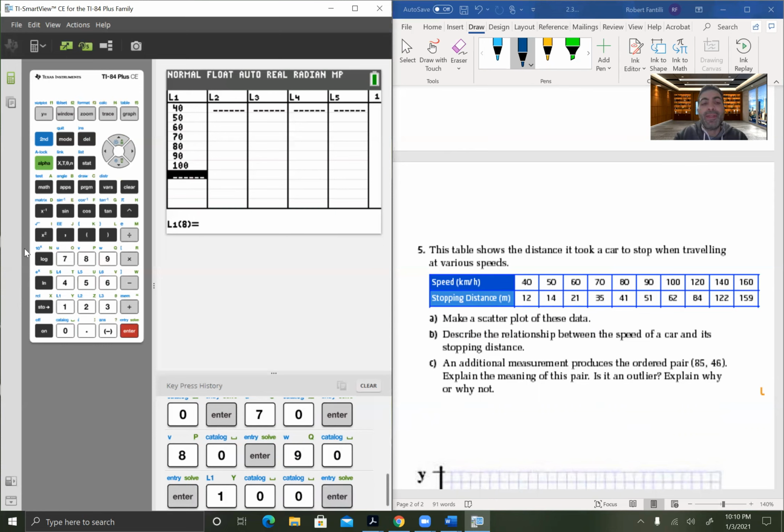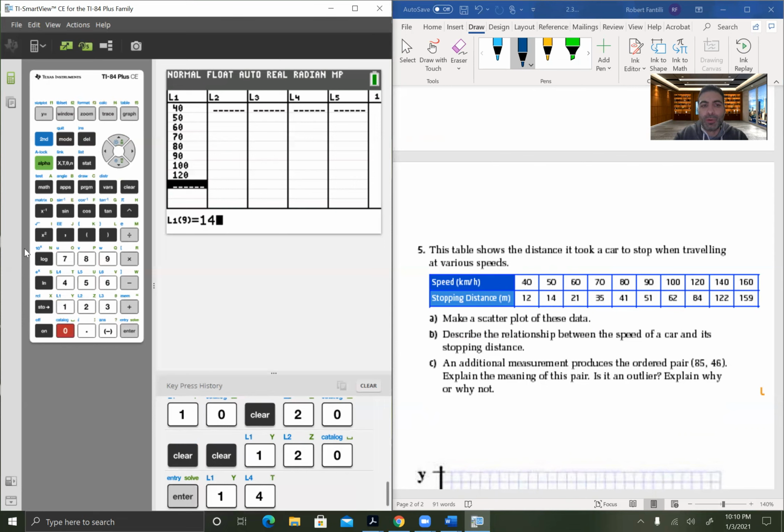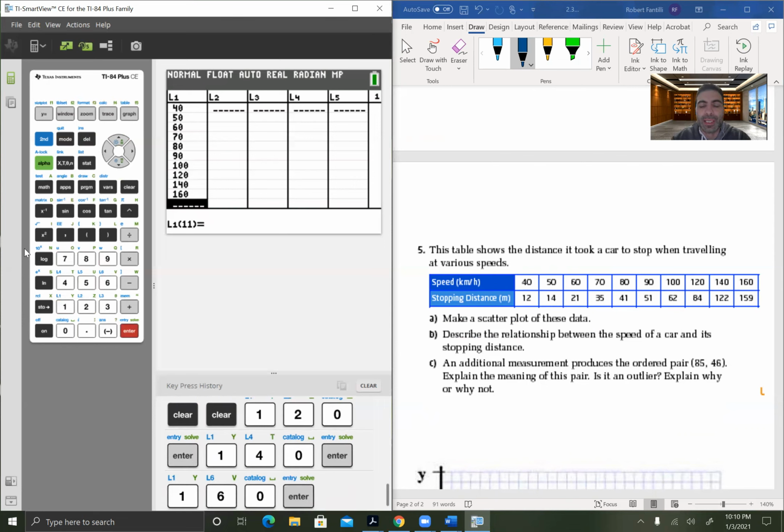90, 100, and then it goes 120. So be careful you don't get in the habit of, oh, I know exactly what's going on here, and you just keep writing them in the wrong order. Then it goes 140, then it goes 160. So it goes up by 20s, not 10s at the end.